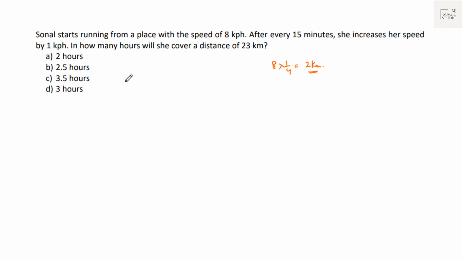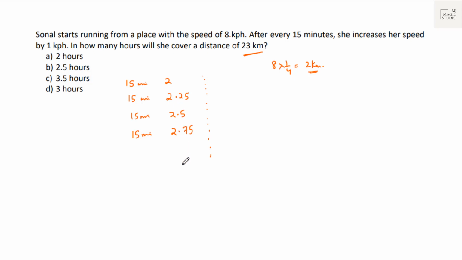So what is happening in the first 15 minutes? 2 km distance is traveled. In the next 15 minutes, she is traveling at a speed of 8 plus 1, 9. That means 9 by 4, which is 2.25 km. In the next 15 minutes, she is traveling at a speed of 9 plus 1, that is 10. So 10 by 4 is 2.5 km covered. In the next 15 minutes, the distance covered is 2.75. So we can see that this is an AP series being produced, and the sum of this AP series should be equal to 23.